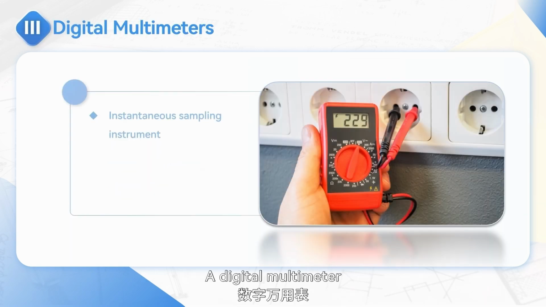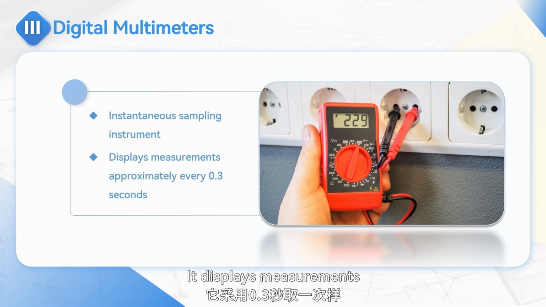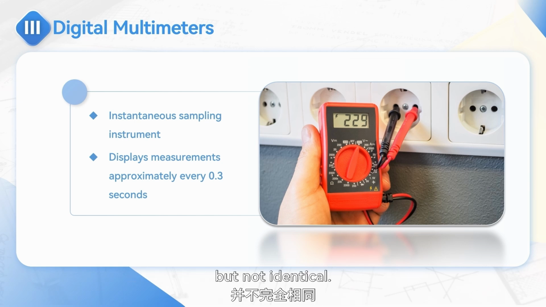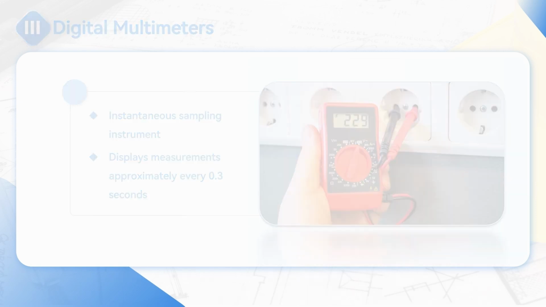A digital multimeter is an instantaneous sampling instrument. It displays measurements approximately every 0.3 seconds, and sometimes readings may be very close but not identical. Reading from a digital multimeter is not as straightforward as from an analog one.